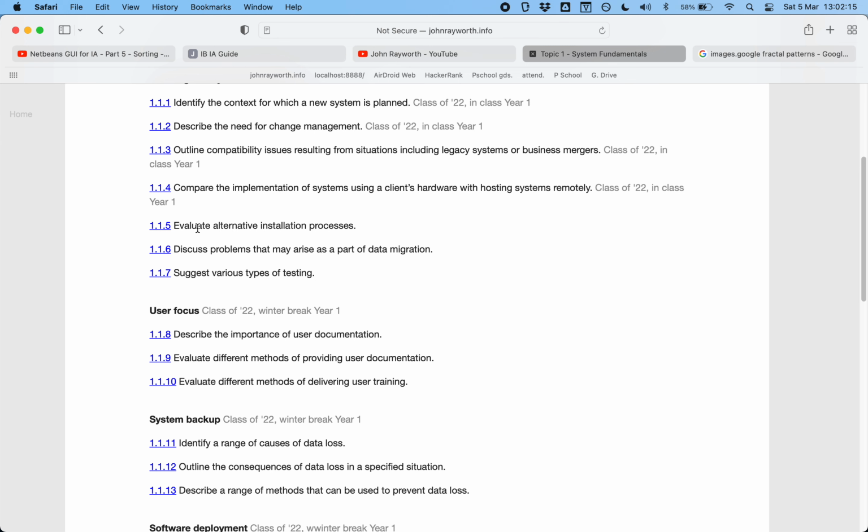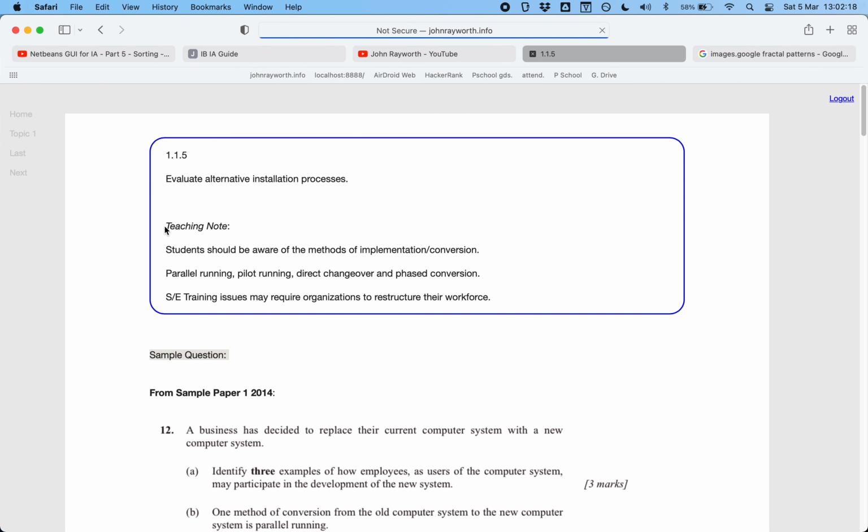Evaluate alternative installation processes. Basically, there are 4 ways you can implement or install a full system. So the only thing that I'll put into context with this video is that all of topic 1, as you should have figured out by now, is not about the micro, it's about the macro. It's about big systems. It's about a whole banking system. It's about a whole school's content management system. We're not talking about one program. We're not talking about one piece of hardware. We're talking about lots of software and lots of hardware all together.